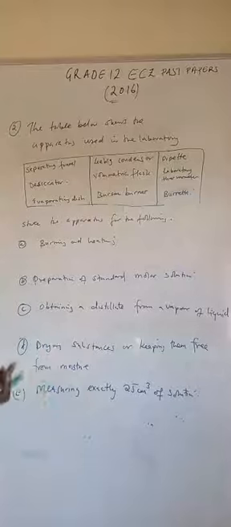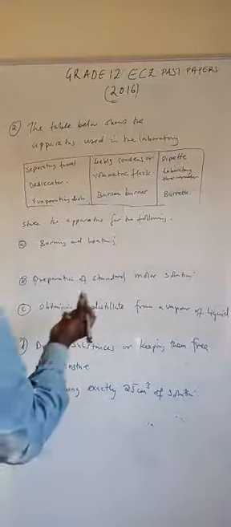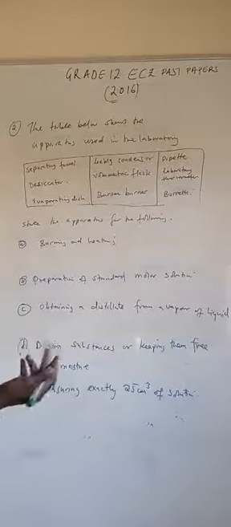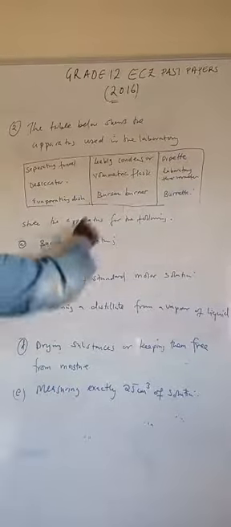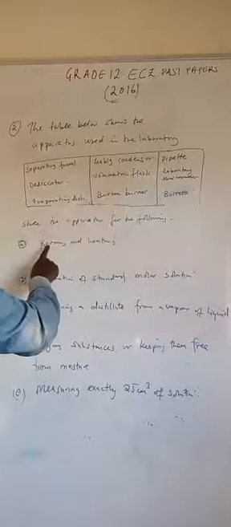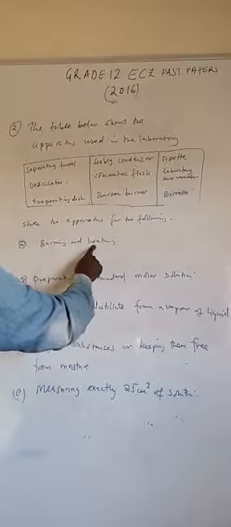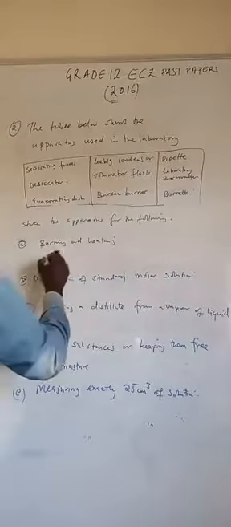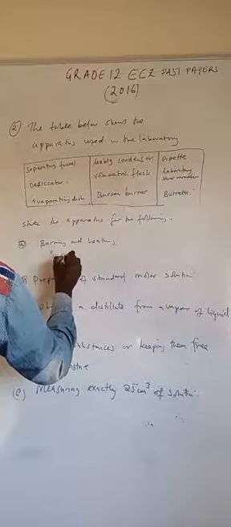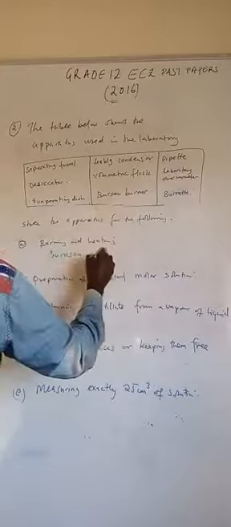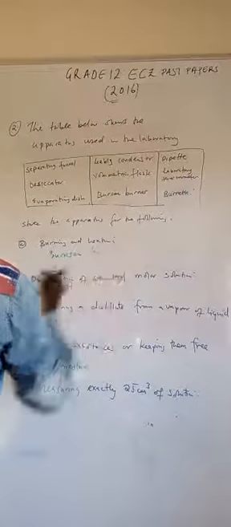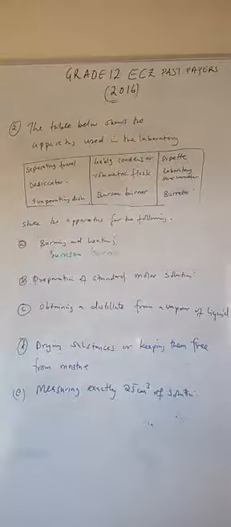Which of these do you use for burning and heating? You have done biology. You have seen when you're doing biology, you boil certain types of chemicals and use a Bunsen burner to do that. So it means you select Bunsen burner. That's the one that burns and heats chemicals in the lab. So here you put the Bunsen burner. That's the one that you use there.